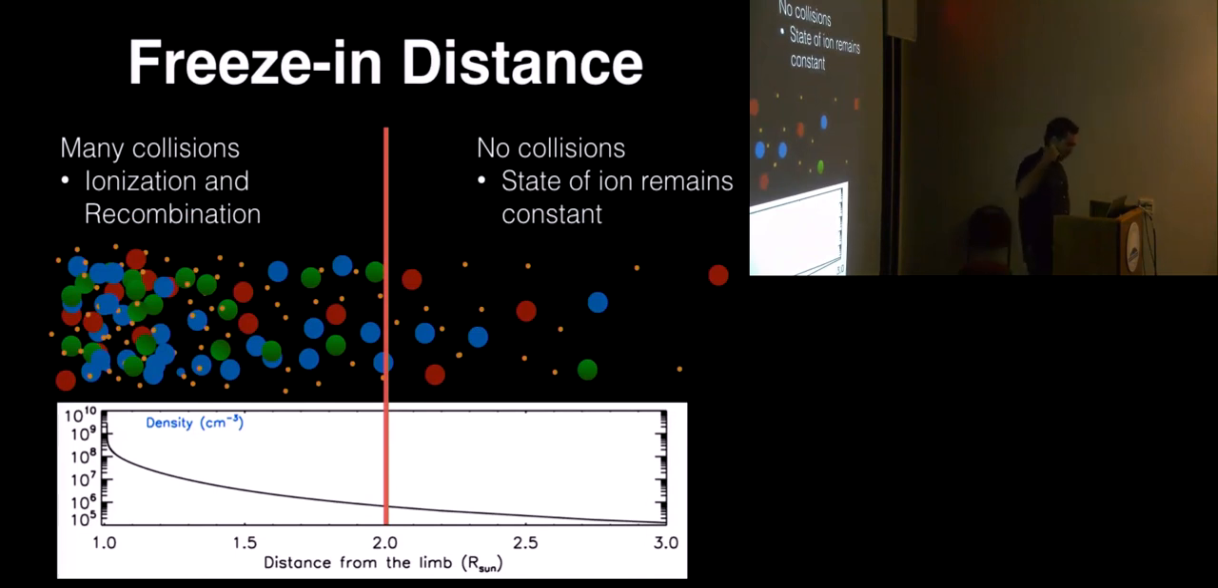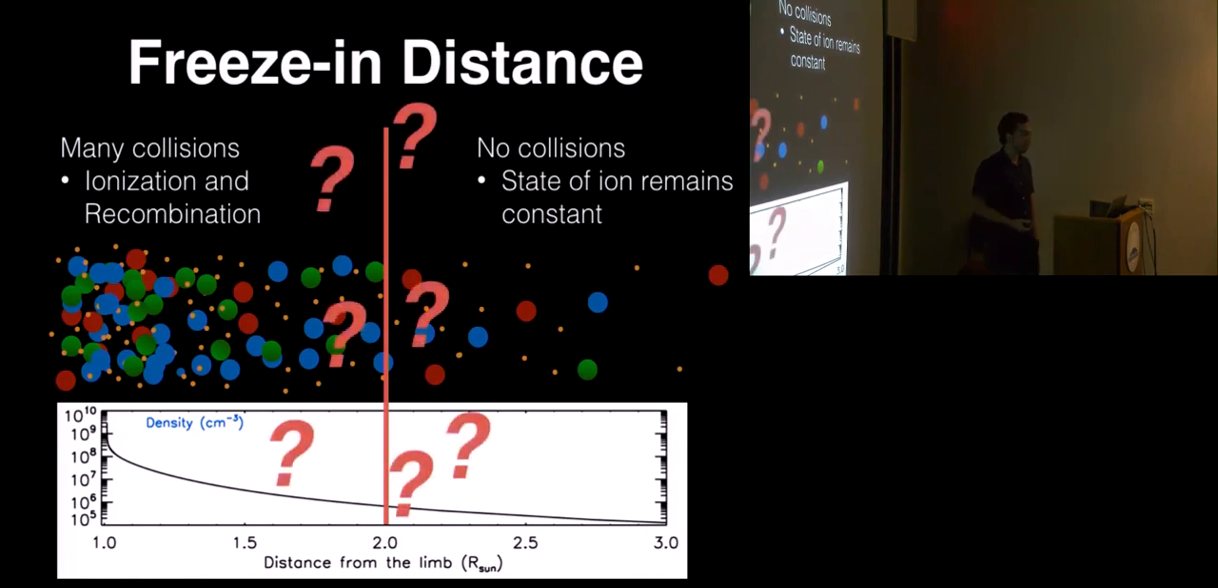And so this distance is very important for solar wind models, and they've tried to make predictions of what it might be, but no one has ever actually observed it before. And so the logical question would be, well, why haven't you observed it?